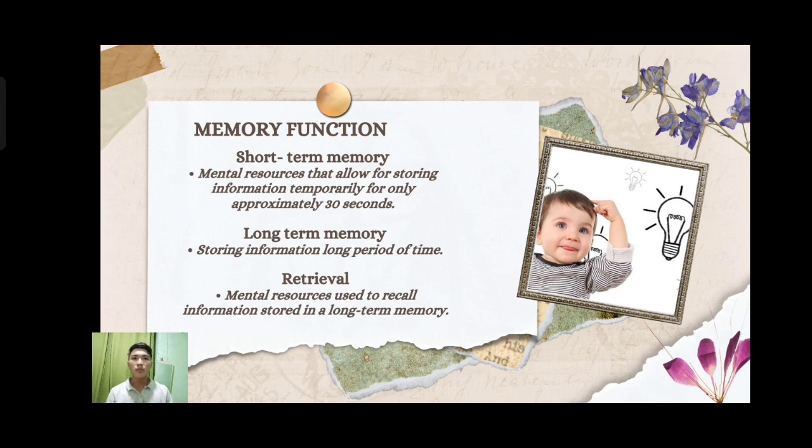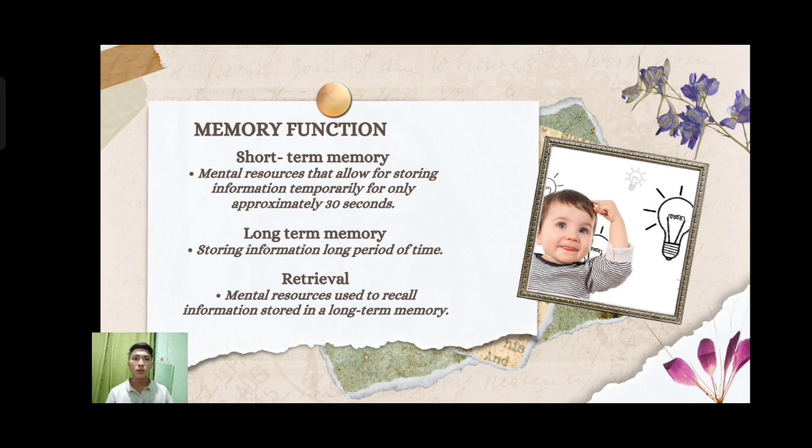Short-term memory is a mental resource that allows for storing information temporarily, for only approximately 30 seconds. Take for example, you see a handsome person, then you don't know his name, and after a few seconds you forget it because you didn't write it down or you didn't know what his name was. That is an example of short-term memory.